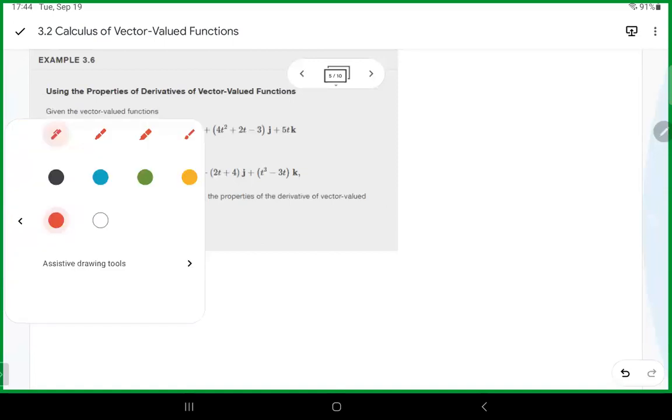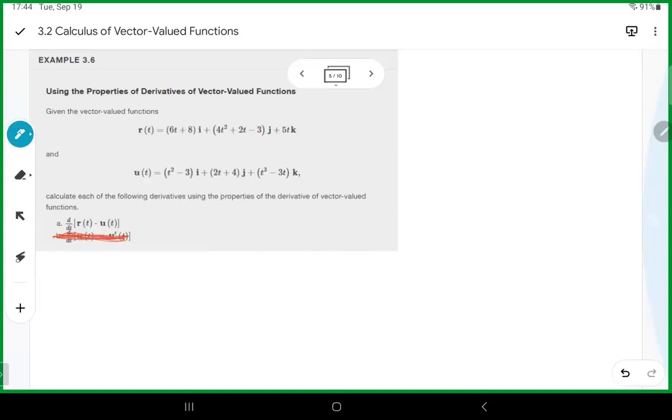So part A, we'll probably go down and then up. So we are looking at the rule where it's d over dt of r of t dot u of t. So then we're going to do r prime of t dot u of t plus r of t dot u prime of t.